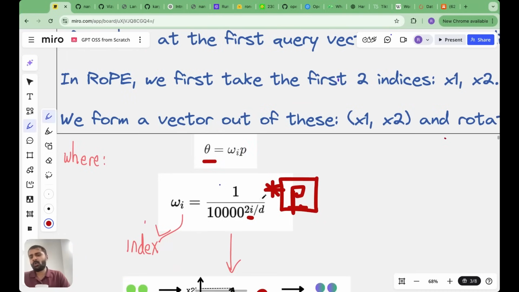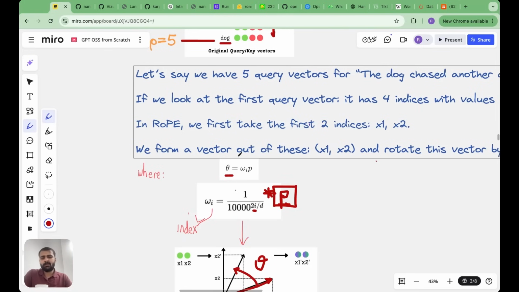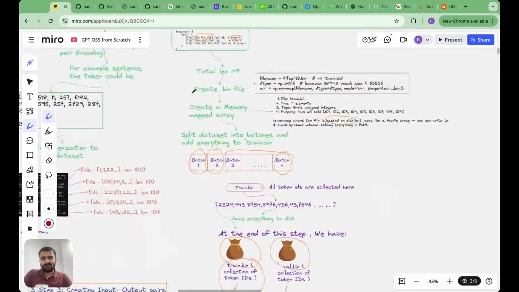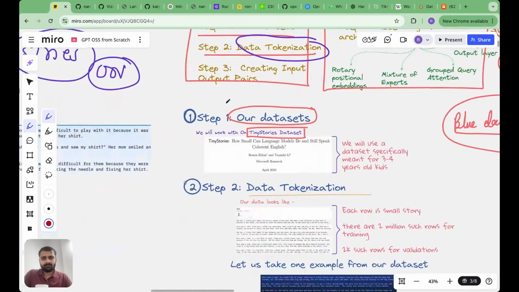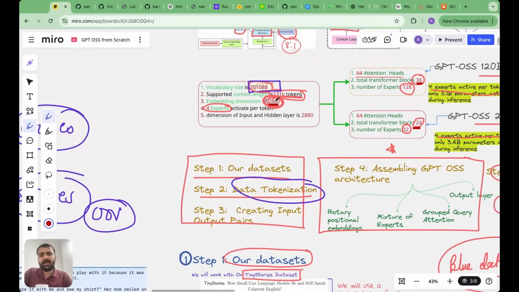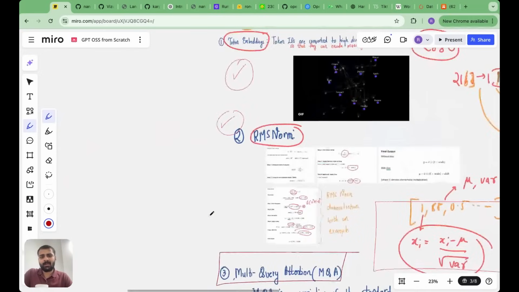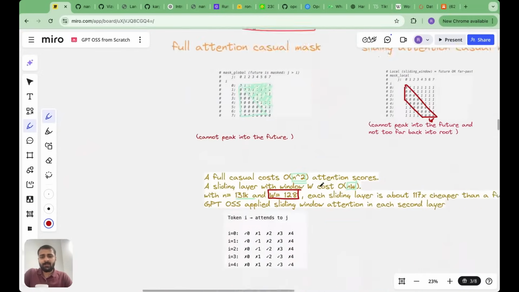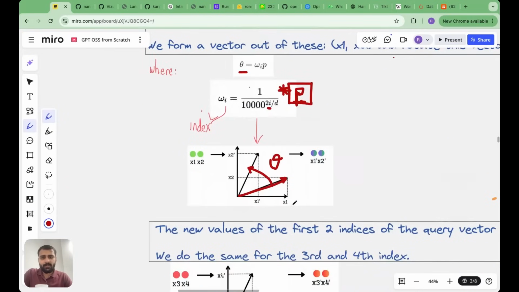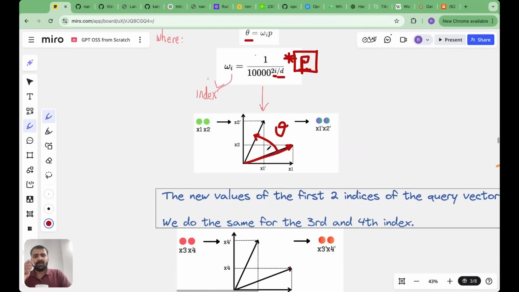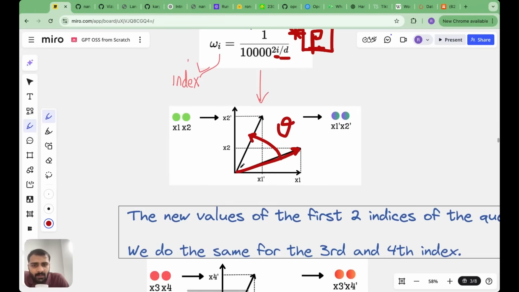And this d is my total dimension. I keep forgetting this, but it is 2880. That's the total dimension. So this d, which I just showed in the denominator, actually remains fixed. So x1, x2 is rotated to form this new vector, which is x1 dash and x2 dash. This vector here.